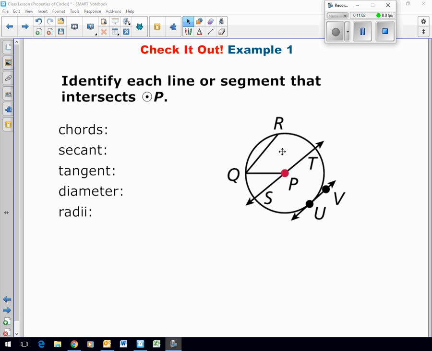Diameter. How about ST? Yes, ST is the diameter. Radius, you could have chosen QP, or let's just go from the center of the circle out. You could have said P. PQ, PS, PT. If you wanted to, you could have created PR or PU.